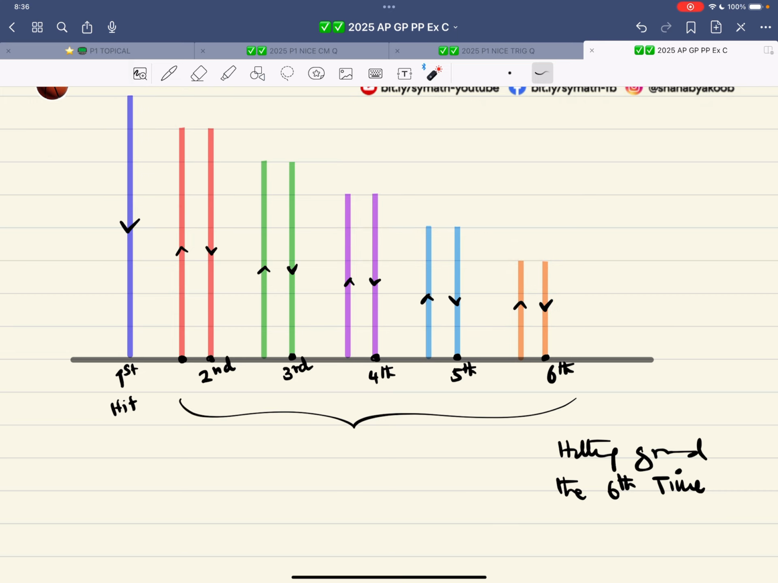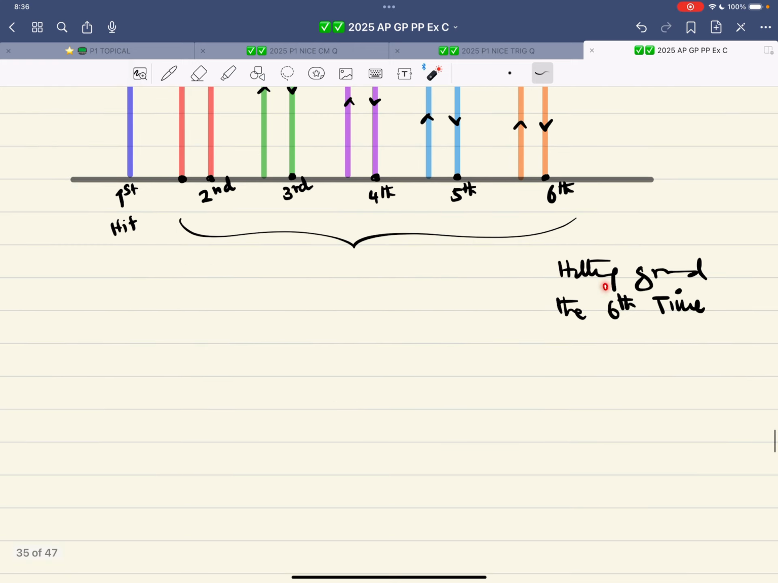And if they ask me to find the distance traveled after it rises up from the first hit, that is all these lines over here. I can also do this, that I can find the distance for these 5, add them up, and then multiply by 2.